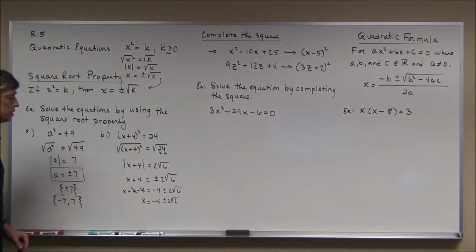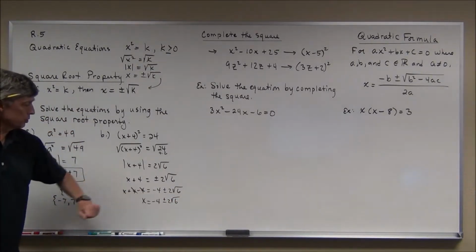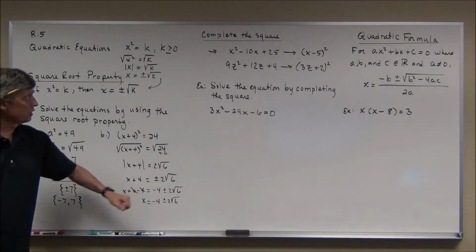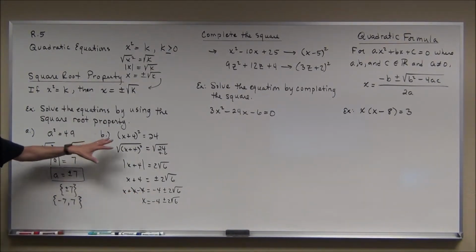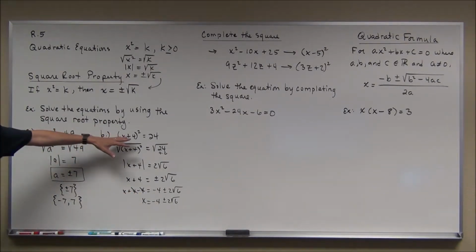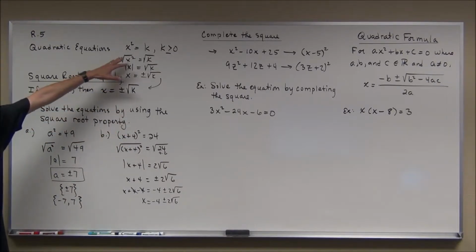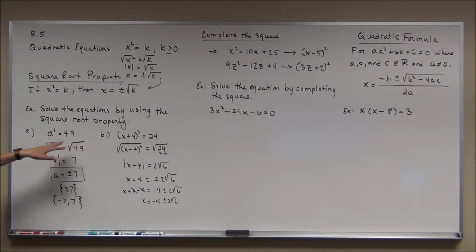And again, two answers, it's quadratic. Negative 4 plus 2 square roots of 6, negative 4 minus 2 square roots of 6. This is convenient, but this is really only when the problem is set up so that you can take the square root of both sides. You have that variable in an expression where it's squared.